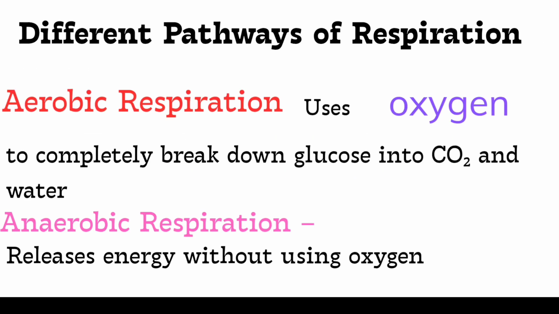All organisms don't use the same method for energy release. Some use oxygen to completely break down glucose into carbon dioxide and water. This type of respiration is called aerobic respiration. Others follow pathways that do not require oxygen, and this is anaerobic respiration. So, in simple terms, aerobic respiration is the type of respiration that uses oxygen to break down glucose, while in anaerobic respiration, oxygen is not used.